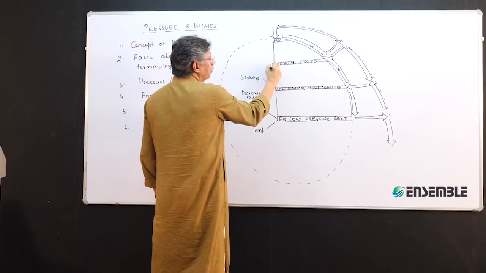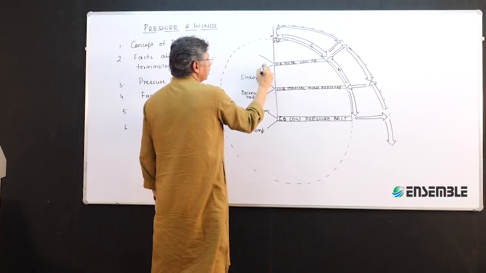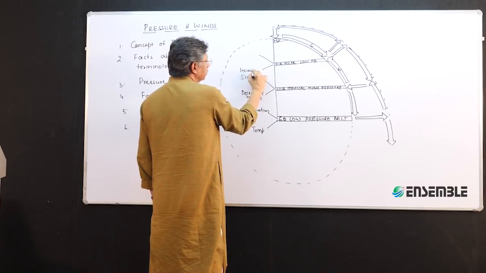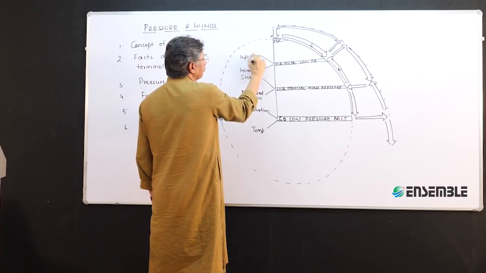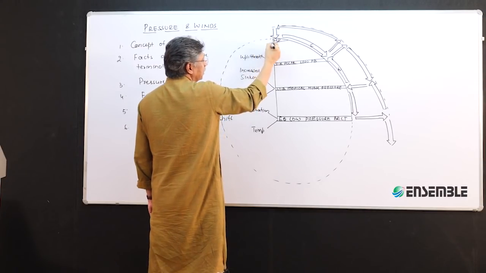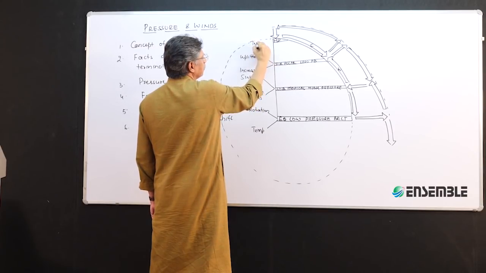The subpolar low pressure belt goes on to owe its origin to, again, two factors. One is an increased radius. The second is upliftment. The polar high pressure belt goes on to owe its origin to temperature.